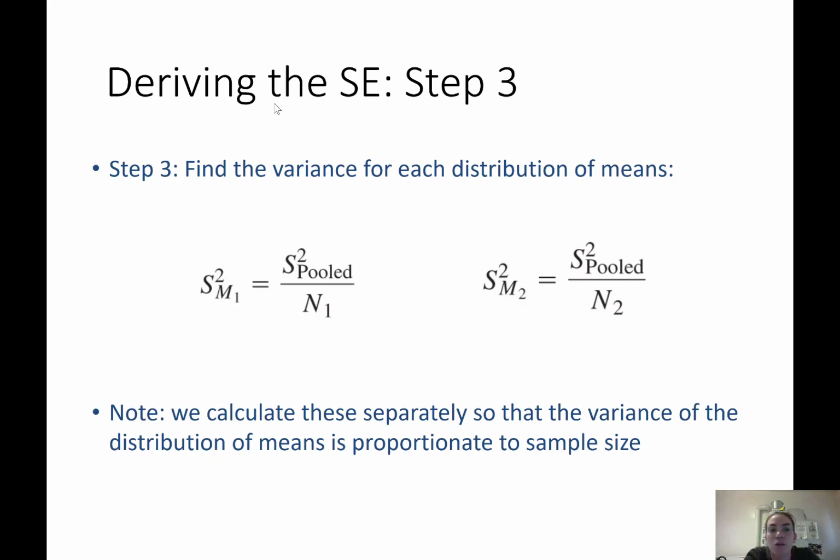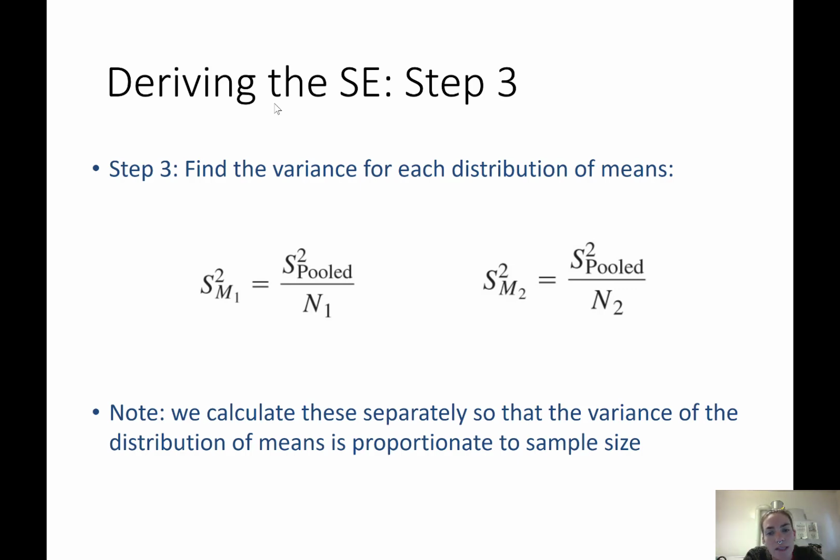Step 3 for deriving the standard error for an independent samples t-test is then to find the variance of the distribution of means from each population. So again, we're going to do this twice, one for each population. And remember, here we're using the same formula that you've seen before. It's S squared sub m, the variance of the distribution of means, is equal to S squared over n, or the population variance that's estimated over sample size.